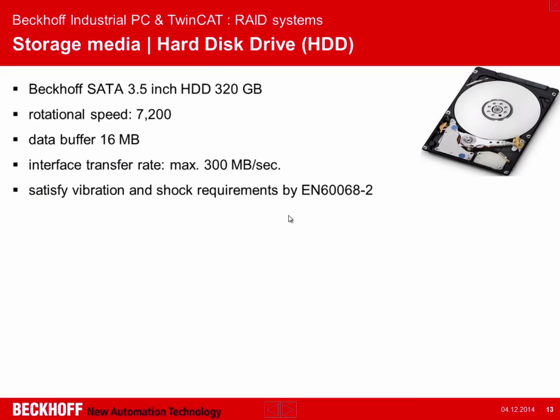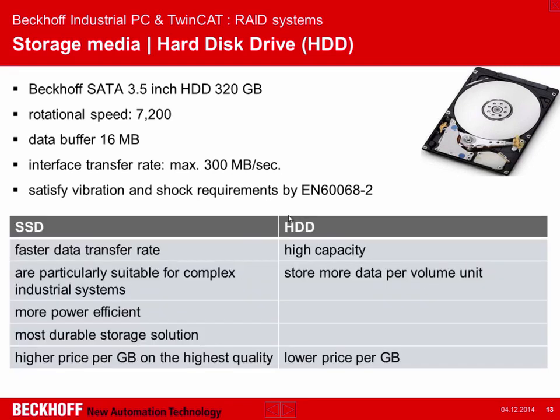A hard disk itself today at Beckhoff has 320 gigabytes. It's extremely fast and especially proven for vibration and shock requirements according to international standards. So again, a small table to make it possible for you to differentiate: the solid-state disk with a faster data rate and of course the highest mechanical stability. On the other hand, the hard disk with the lowest price per gigabyte. And again, on top of that, make use of the RAID controller to back up your data in any case.